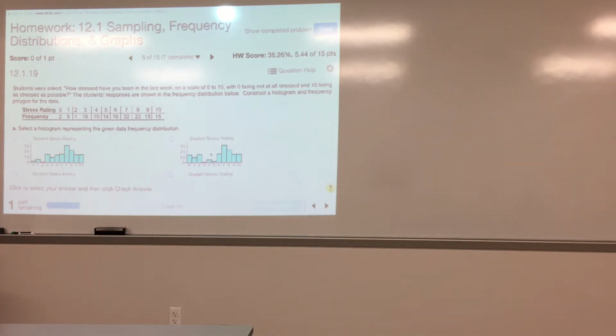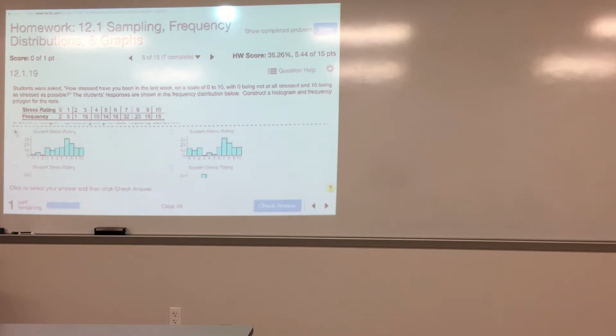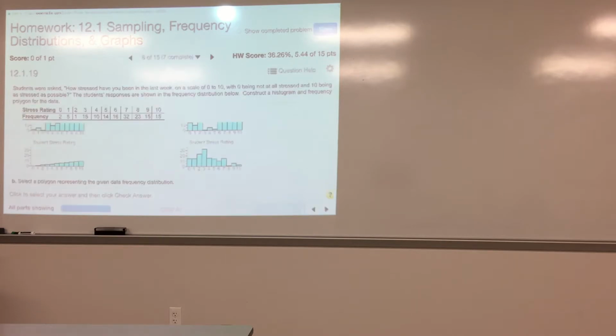And notice, this second one is way far off compared to that one. So there's no way that's it. No way on this one, right? No way on this one, it's reversed. So it does look like the first choice is the one. Does that make sense, guys?